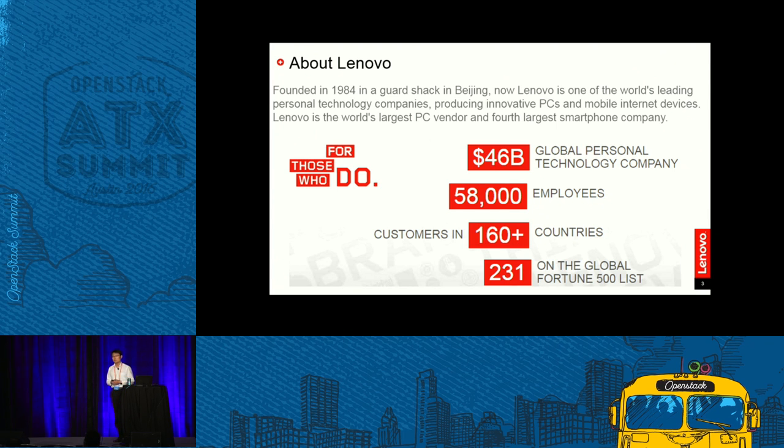In 2005, Lenovo purchased IBM's personal computer business, and then Lenovo became an international company. Now it's the largest personal computer company in the world, and also the fourth largest smartphone company in the world. And in 2014, Lenovo acquired IBM's SystemX business. So Lenovo also has the enterprise and data center business now.